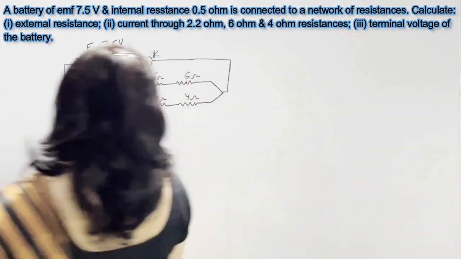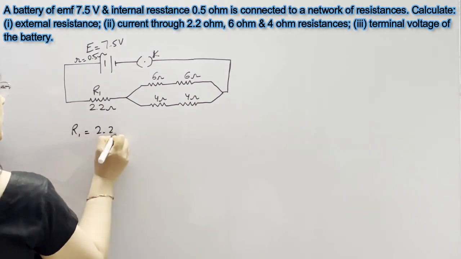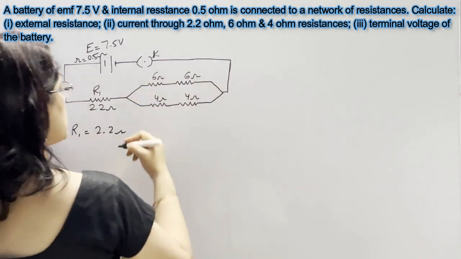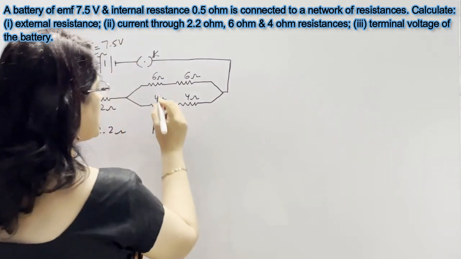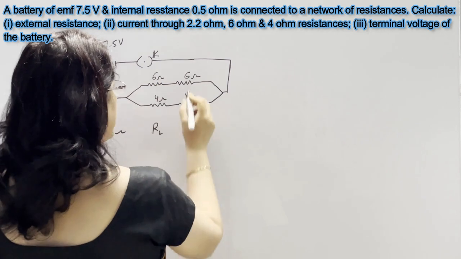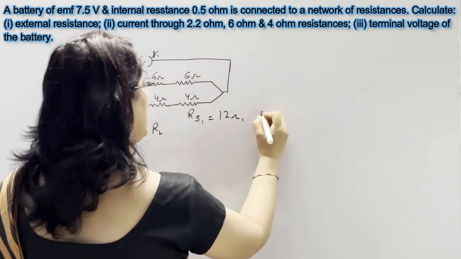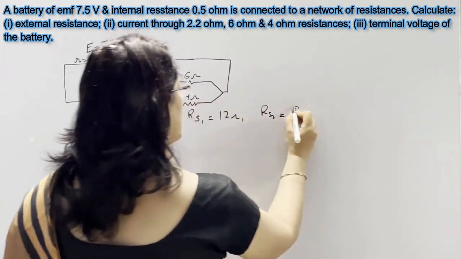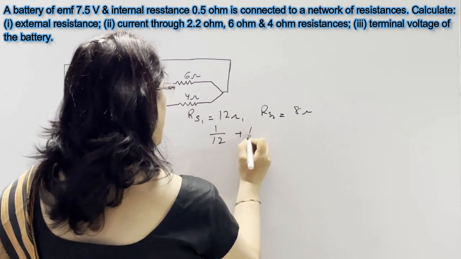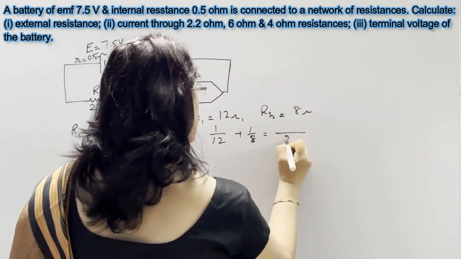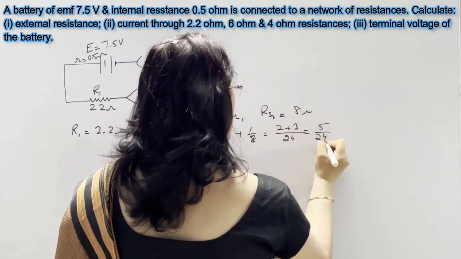So for the first part, we are assuming that this is the R1 resistance, R1 is equal to 2.2 ohm, and this parallel combination is R2. For this parallel combination, first we need to calculate the series combinations. So RS1 is 6 plus 6, it means 12 ohm. Then RS2 is 4 plus 4, it means 8 ohm. Now the parallel combination of 12 and 8: the LCM is 24, so 12 twos are 24 and 8 threes are 24, so 5 upon 24.